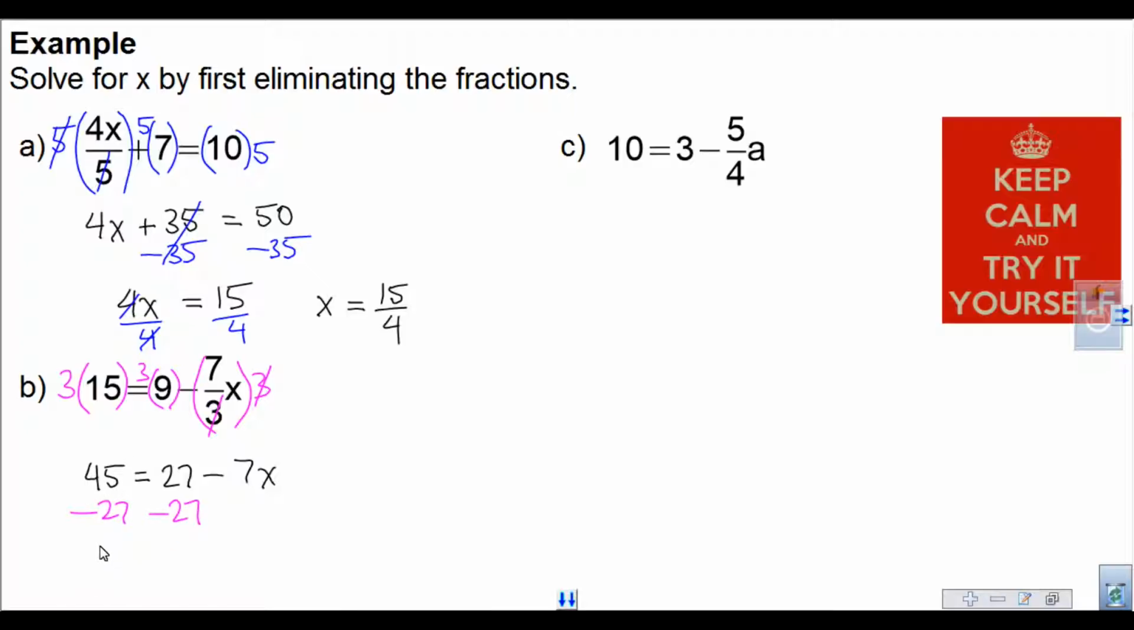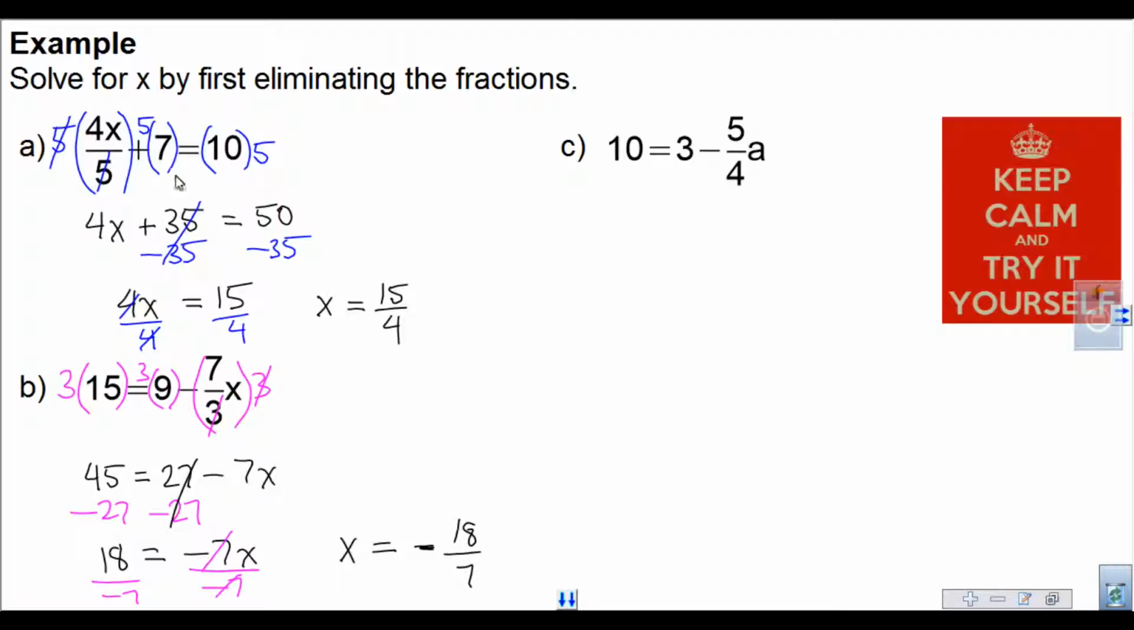So over here on the left, 45 take away 27 is 18, and that's equal to, now that's been subtracted out, here we have minus 7x. All right, last step, we're going to divide both sides by -7. So those will divide out. So x is equal to 18 over -7. So I'm going to put the negative on the side here. So it's -18 over 7.